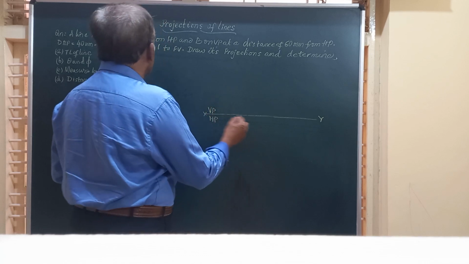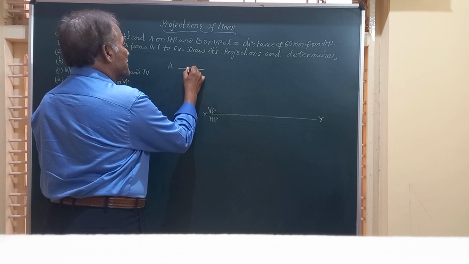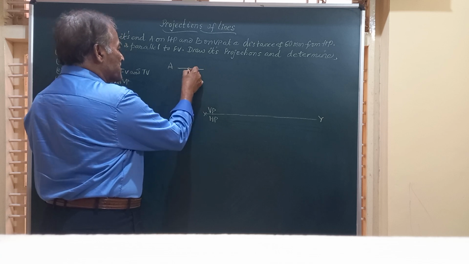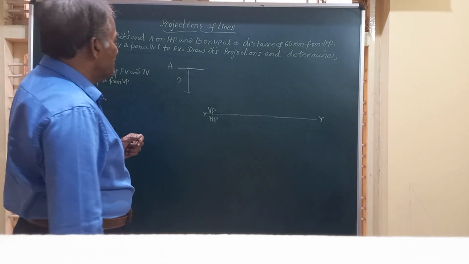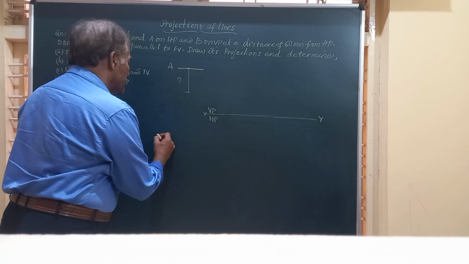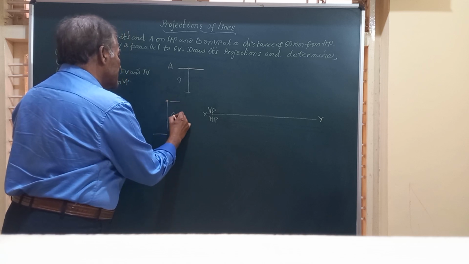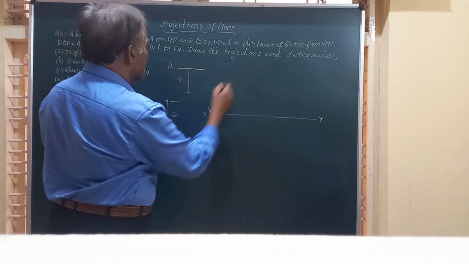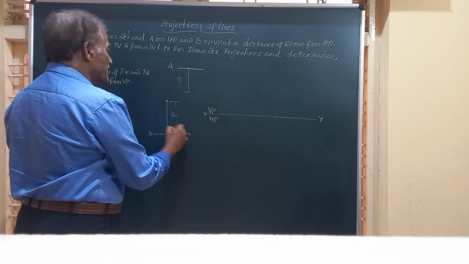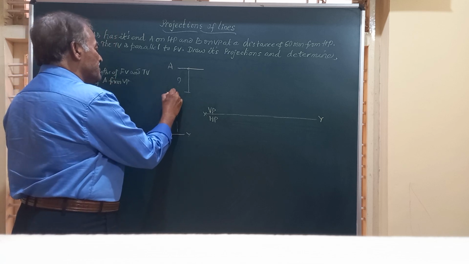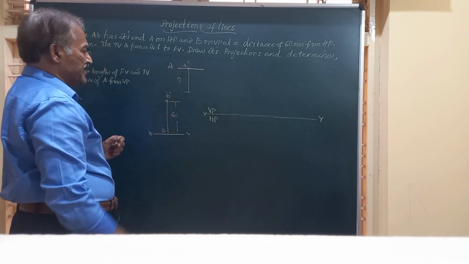The end A, let me write down. The end A is on HP and at a distance from VP, which you do not know. And similarly, friends, for the end B, it is on VP and they have also given at what distance it is. I think it is at a distance of 60 millimeters. This is B dash, the front view, and this is B. This is A dash, the front view of the end A.